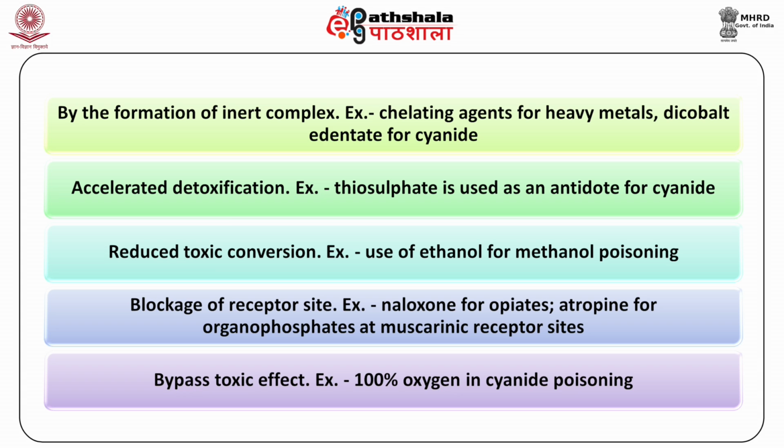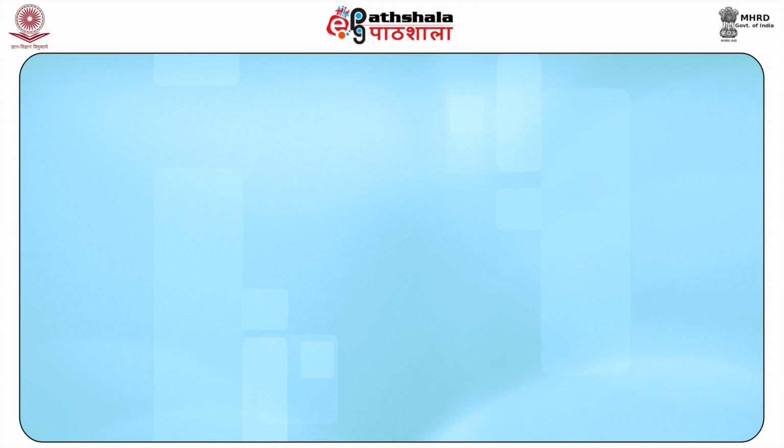Next, blockage of receptor site. Example, naloxone for opiates, atropine for organophosphates at muscarinic receptor sites. Next, bypass toxic effect. Example, 100% oxygen in cyanide poisoning.